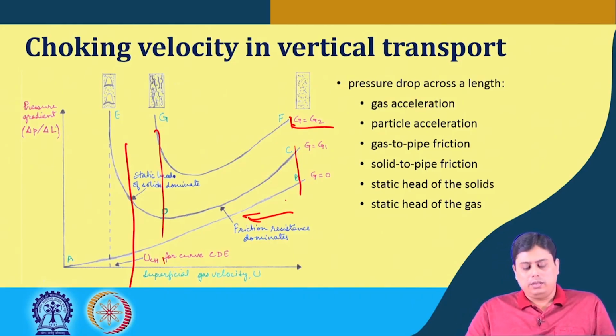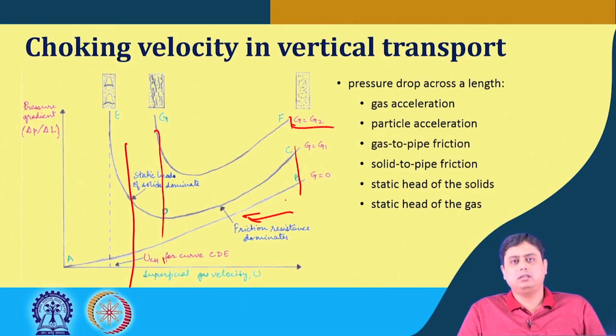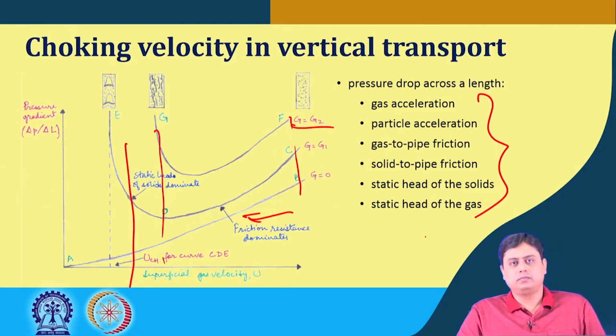So, this pressure drop along the length is basically dependent on certain factors, or it is a combination of contributions from all these parameters, which are the pressure drop due to gas acceleration, the pressure drop due to particle acceleration, the gas to pipe friction, solid to pipe friction, static head of the solids, and the static head of the gas. So, the combination of all these parameters contributes to the overall pressure drop across a length.